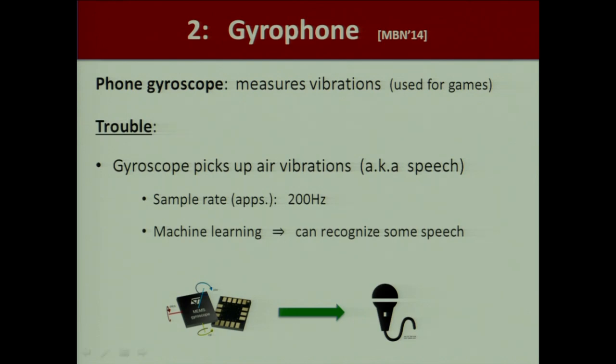They can only be sampled at 200 hertz. So you get very, very low sampling, very, very low frequencies. Not enough for the human ear to understand speech. But with machine learning, you can actually train an algorithm to recognize words. Yes, so anyone can use a gyroscope to recognize words, again, using machine learning.